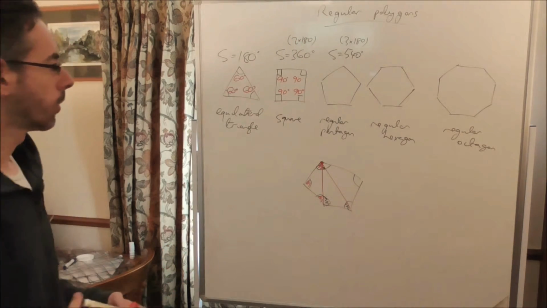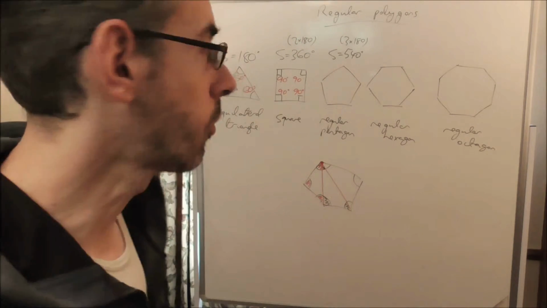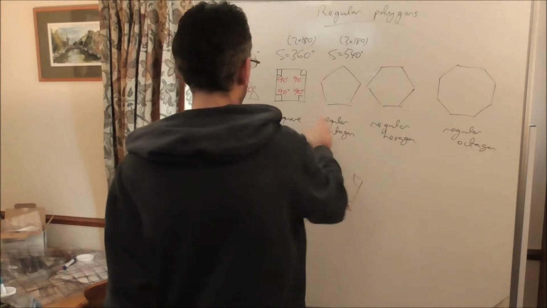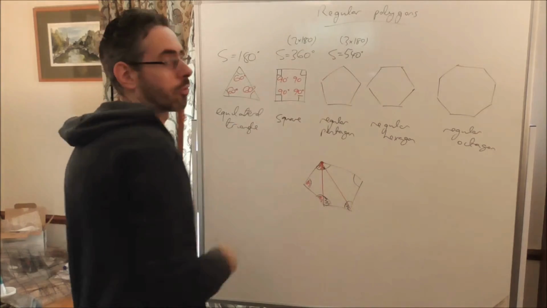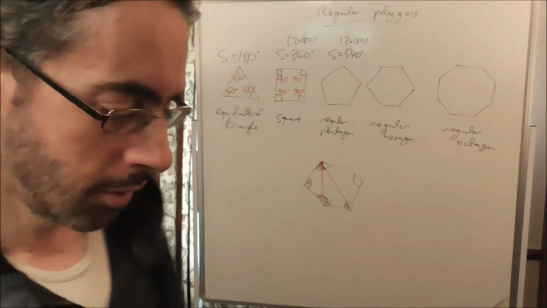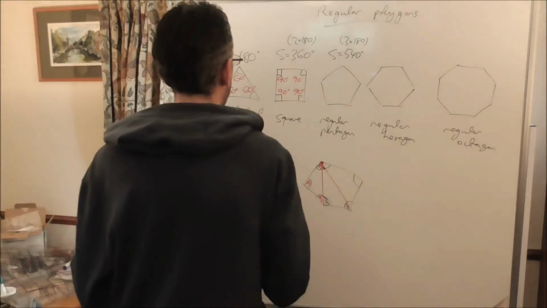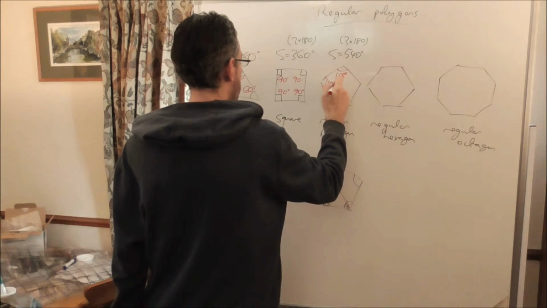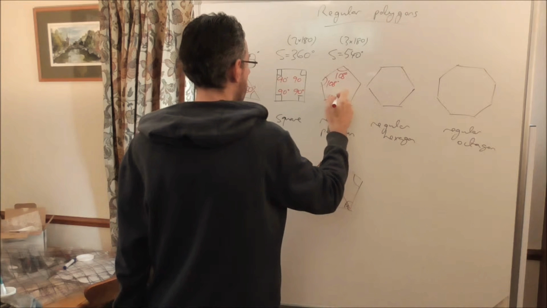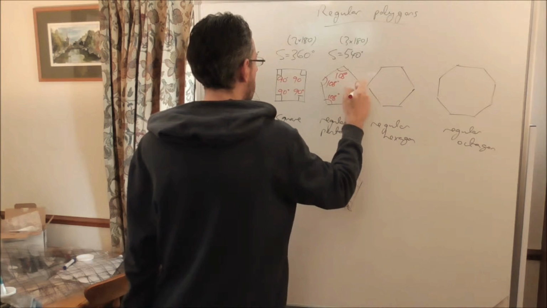So it's 540 degrees, which means that the size of each angle, because it's regular, meaning all the sides and angles are the same, is just 540 divided by 5, which is 108. So each angle is 108 degrees. Just draw them in: 108, 108, 108, 108.